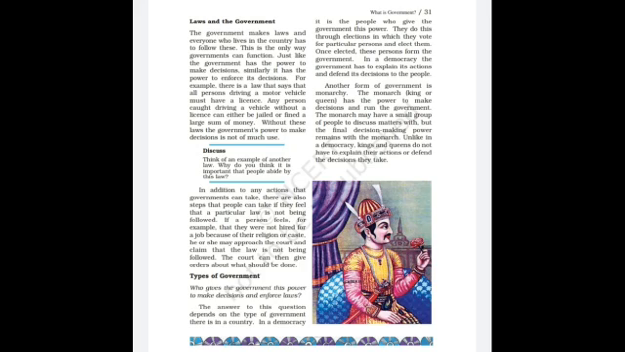Here, the second one is monarchy. A monarchy refers to the rule by a king or queen. Sometimes a king is called an emperor. It is a government with a hereditary head of the state. It can be classified into two types, that is absolute and constitutional monarchy.